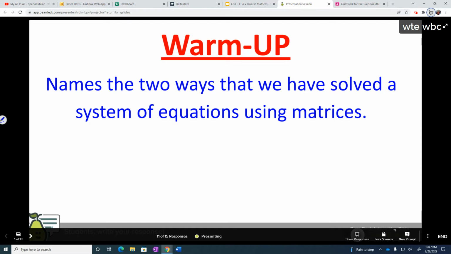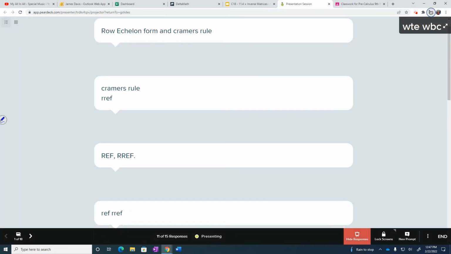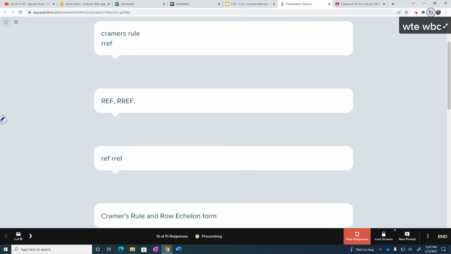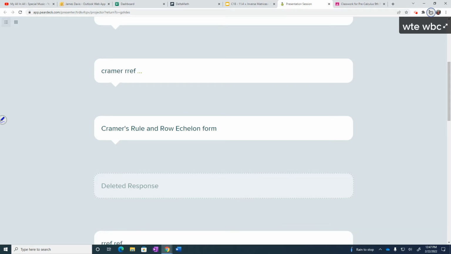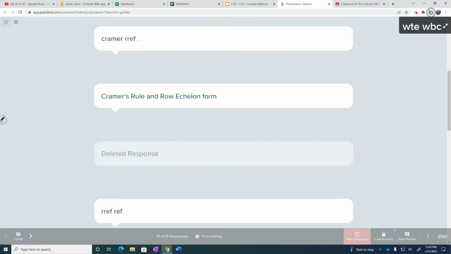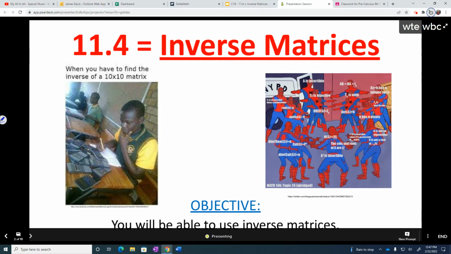So let's see if anybody came up with the two. Very good. Yeah, reduced row echelon form and Cramer's rule. Those are the two things we've used so far. So today we're going to be talking about inverse matrices, and we're going to use those to solve systems of equations. It might seem confusing at first, but it's not any harder.